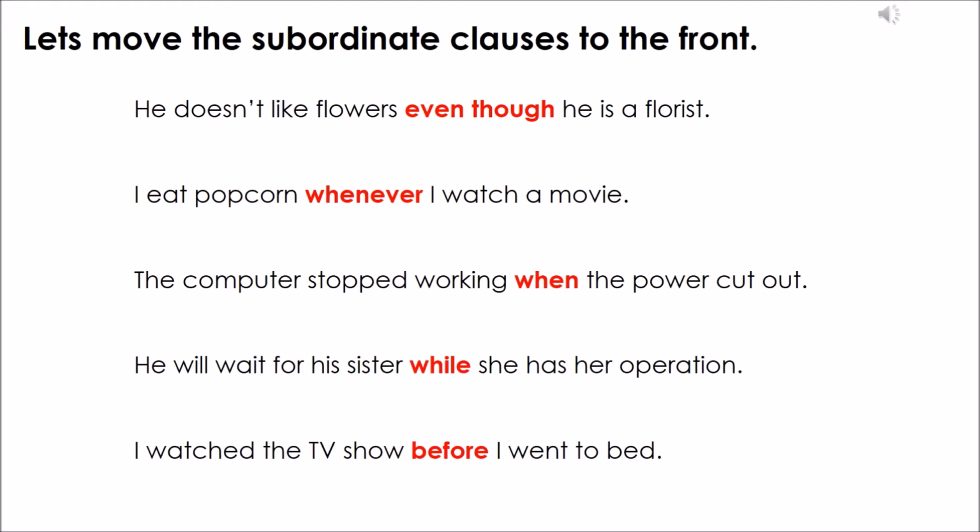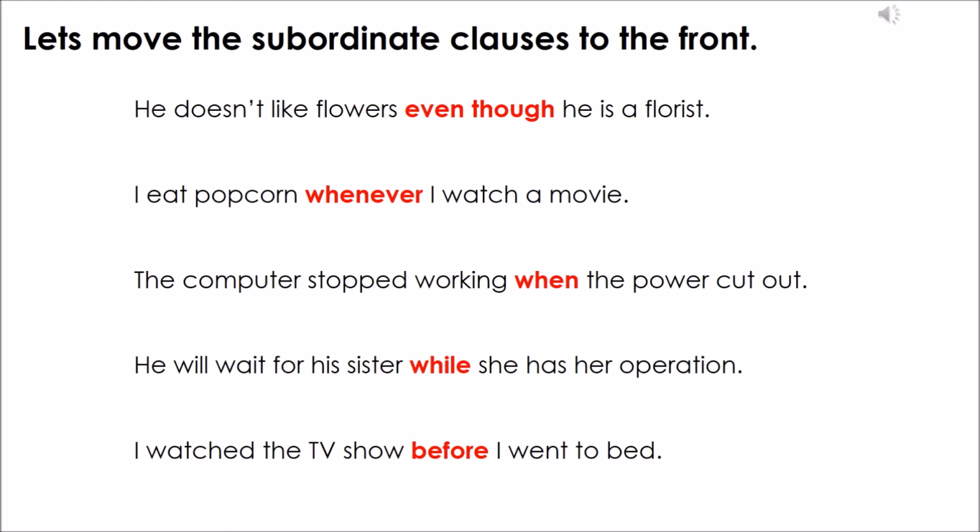Now, let's try moving the subordinate clauses to the front of the complex sentences. What I've done is I've highlighted the conjunctions, and now we're going to move the whole subordinate clause to the front, and then remember we have to add a comma.